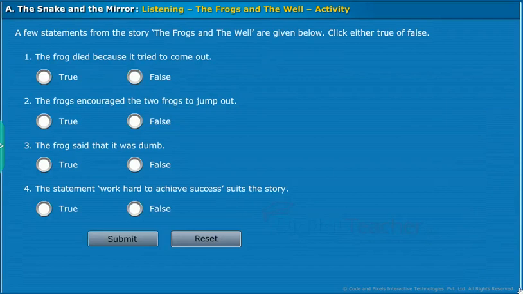A few statements from the story, The Frogs and the Well, are given below. Click either true or false.